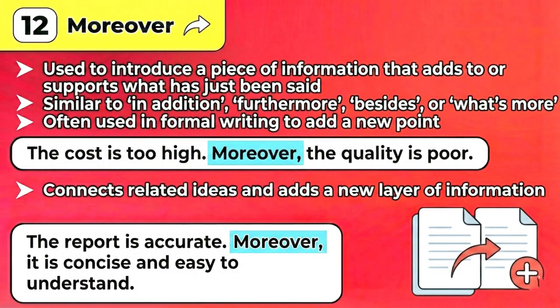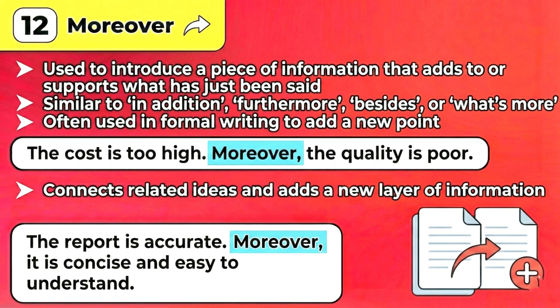Number 12 is moreover. Moreover is used to add extra information that supports what has just been said. It is very similar to furthermore and in addition, and it is commonly used in formal writing. For example, the cost is too high. Moreover, the quality is poor. This sentence clearly adds another negative point.